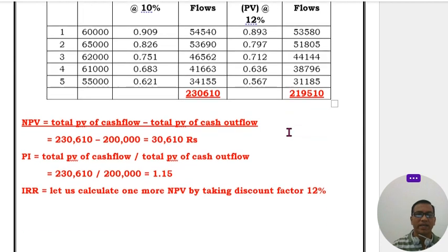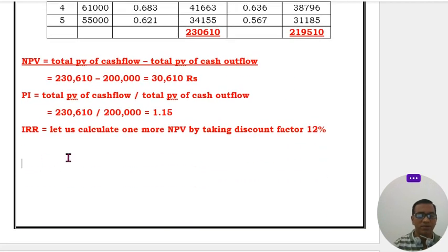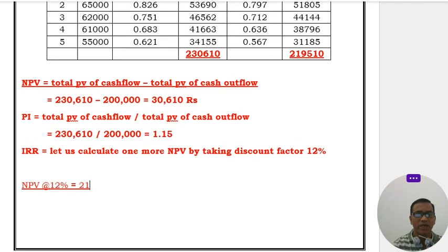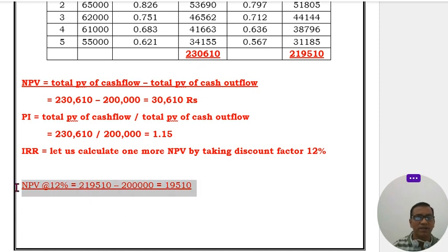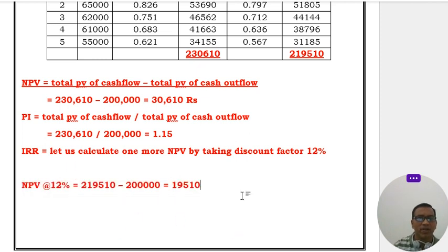And now I will calculate one more NPV at the rate of 12%. So total PV of cash flow 219,510 minus PV of cash outflow, that is the cost of the investment, 200,000, that equals 19,510. So I have one more NPV.